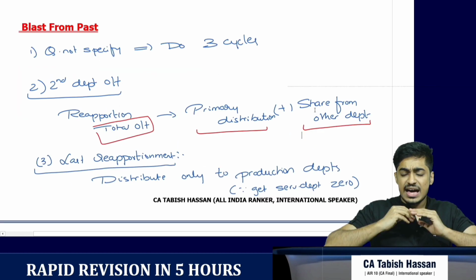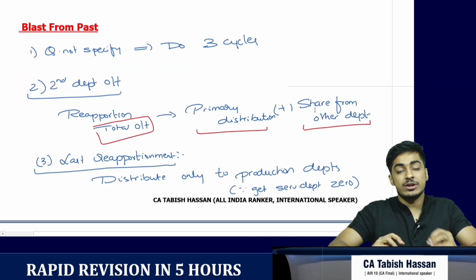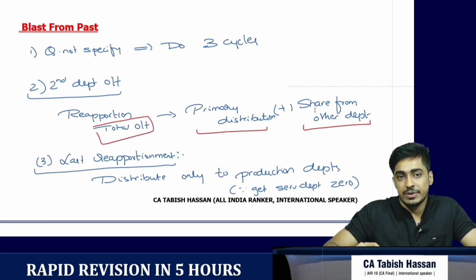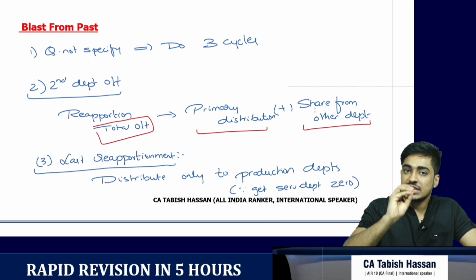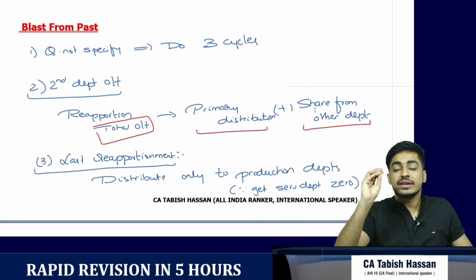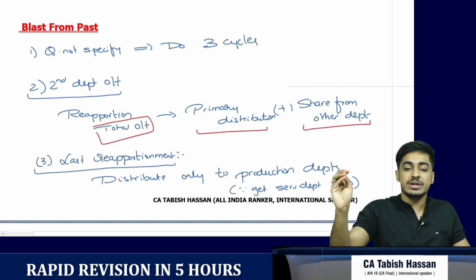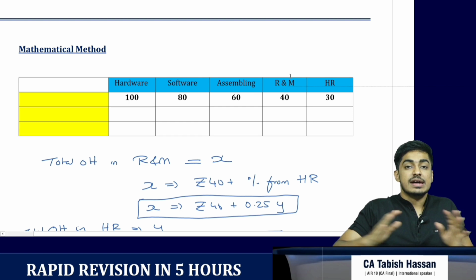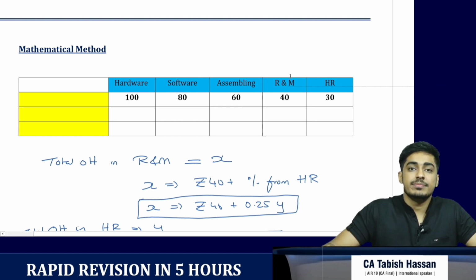And the last reapportionment, when we are doing the last reapportionment, we have to only distribute it to the production department. Why? Because ultimately we want the overhead at service department to be 0. So the last reapportionment, we are distributing it only to the production departments. Clear? Okay. Now let's go to the other method. That is mathematical method.